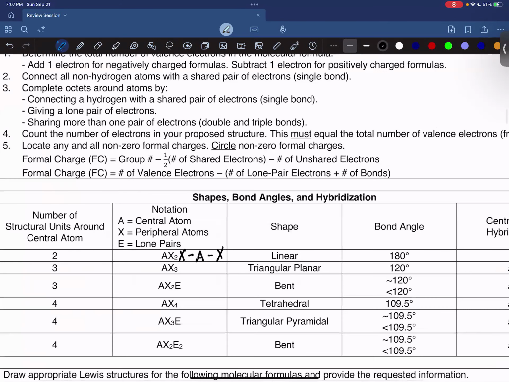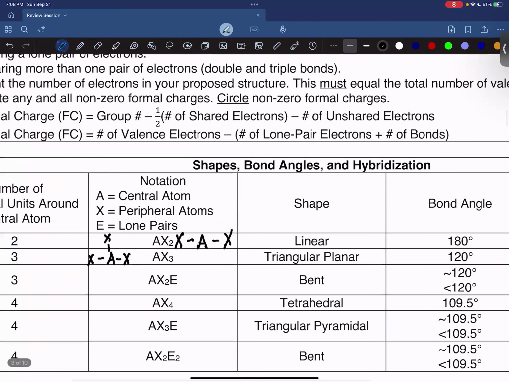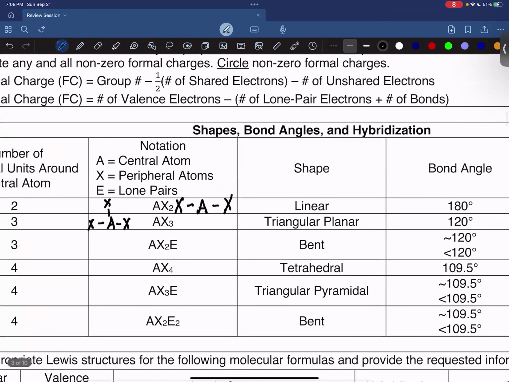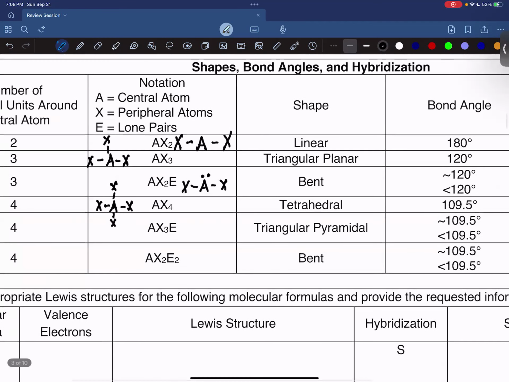If it's trigonal planar, you got an atom bonded to three other atoms. If it's bent, you got an atom bonded to two other atoms. And E is kind of confusing. It just means lone pairs. So I'm just going to draw those in. That means it's bent. Tetrahedral is an atom that's bonded to four different atoms. You guys probably already know this stuff. I just want to draw it out before we get into the material.